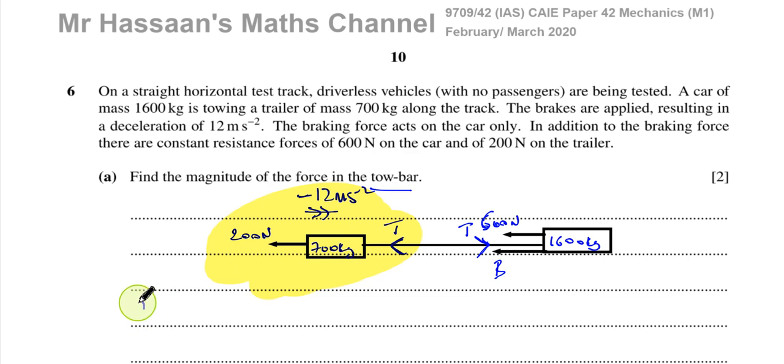So we're going to consider the trailer alone.